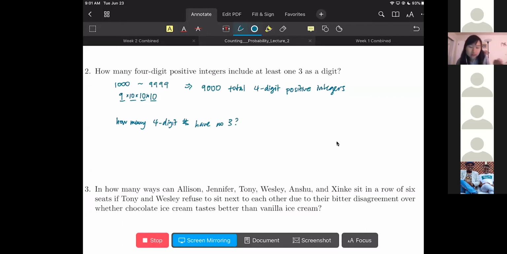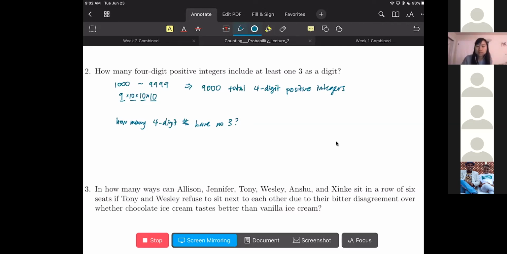We could track and put it like we do to find the total 4-digit positive integers. We would just pick a random position. We would look at the positions and realize that there are 10 possible numbers that can go there, but we can't exactly use 3. So it becomes 9 to the power 4. So we just do 9 times 9 times 9, and that would give us the total amount of 4-digit positive integers that don't have 3. And then we subtract that from the 9,000.